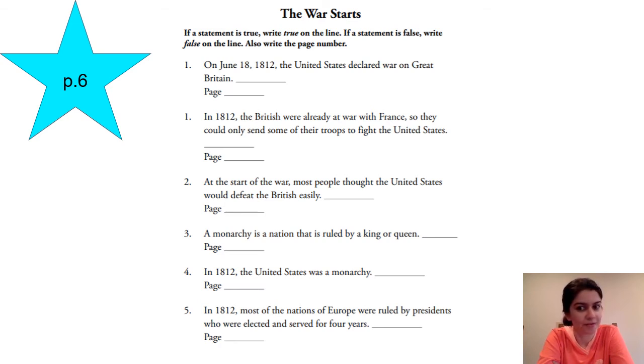Okay, the third one marked as number 2. At the start of the war, most people thought the United States would defeat the British easily. Is that true or false? Write that down and write the page number. Number 3. A monarchy is a nation that is ruled by a king or queen. True or false? And write the page number.